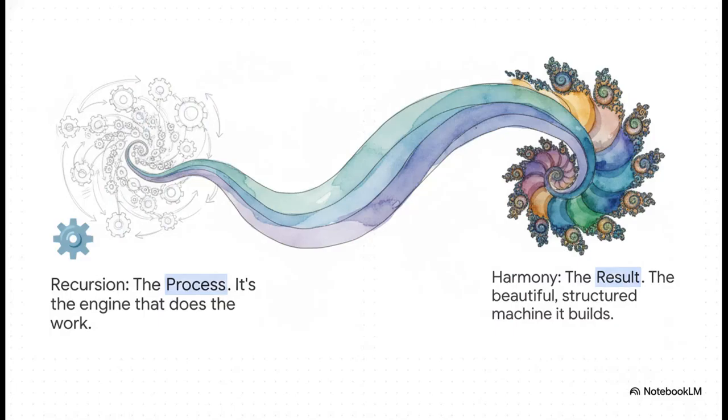And this really makes the relationship crystal clear. Recursion is the how. It's the process. It's the engine chugging away doing all the work. Harmony is the what. It's the beautiful, amazing result. It's the magnificent machine that little engine builds.